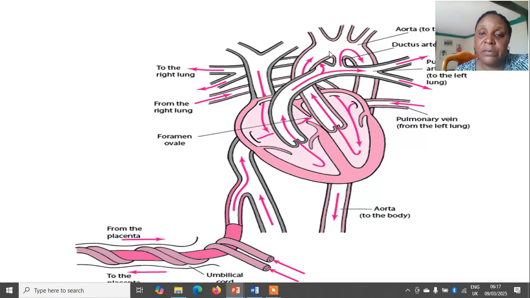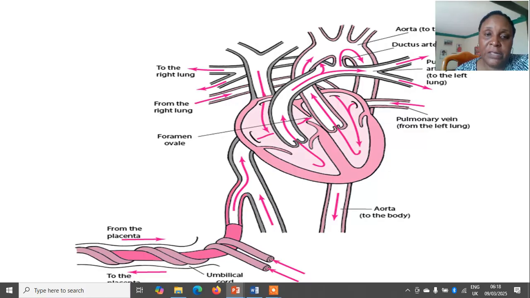So after use, blood from the upper extremities of the body is brought back by the superior vena cava, and blood from the lower extremities of the body is brought by the inferior vena cava. And all this blood is drained out of the heart by the hypogastric arteries back to the placenta for reoxygenation. So in brief, that is the fetal circulation.